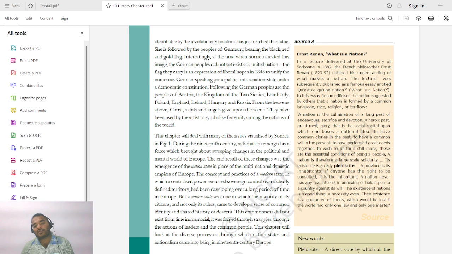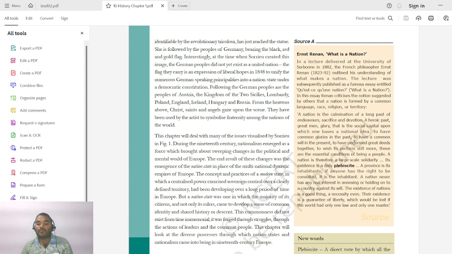So the basic idea which Ernst Renan puts forward is that a nation is made by a common thread. The common thread is developed due to the sacrifice of various freedom fighters and warriors during the revolution. Every nation has some heroic past to which all the countrymen are tied together. There are some great men, the glory, the social capital. All these things, this idea which has penetrated into the people of a community, together make up a nation.